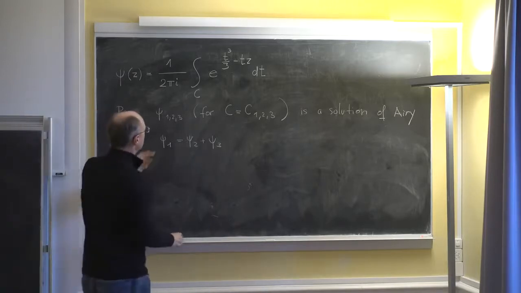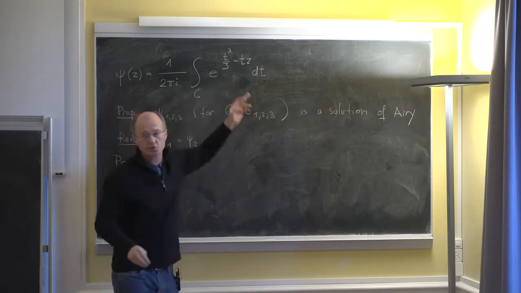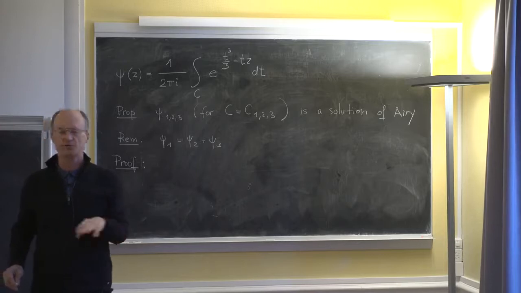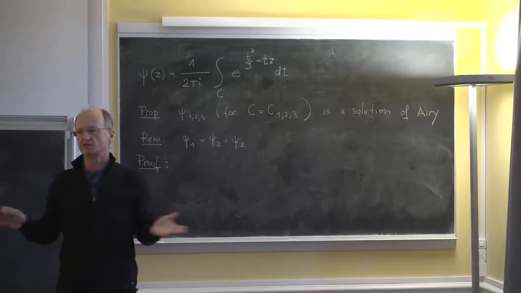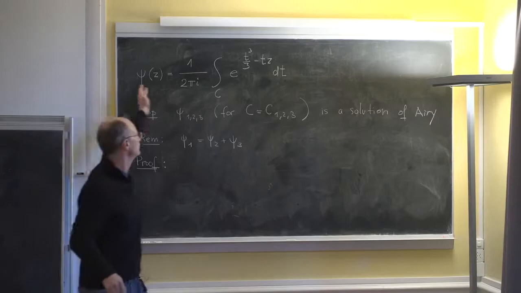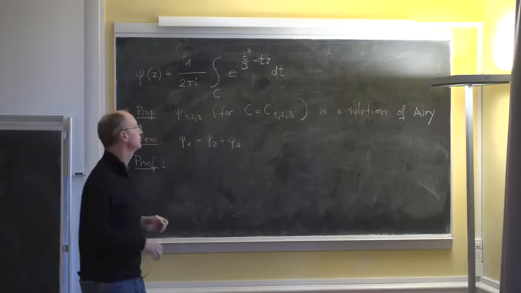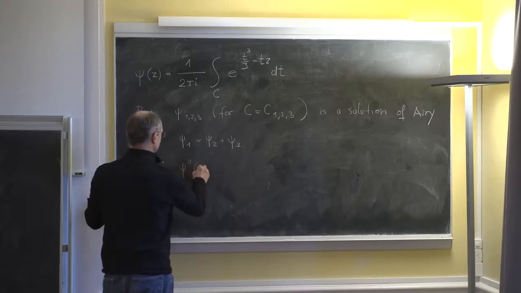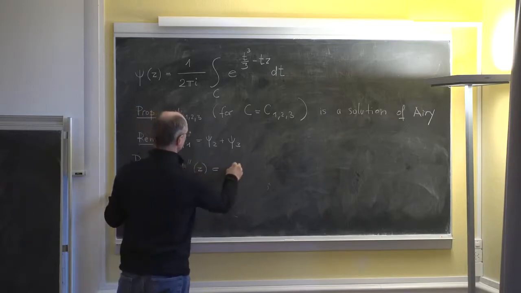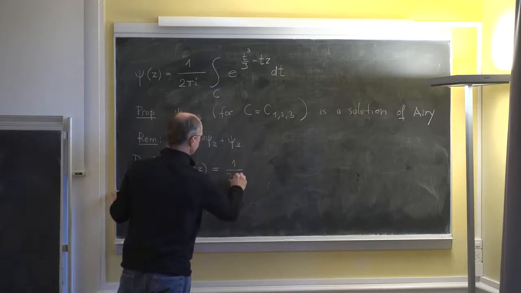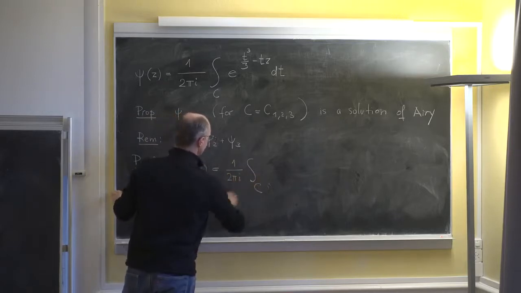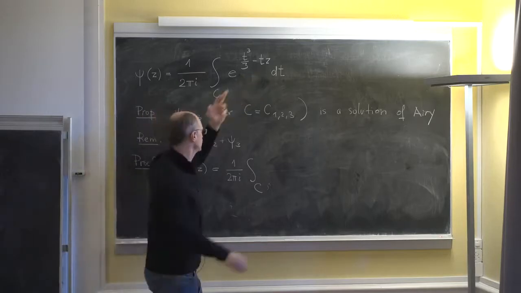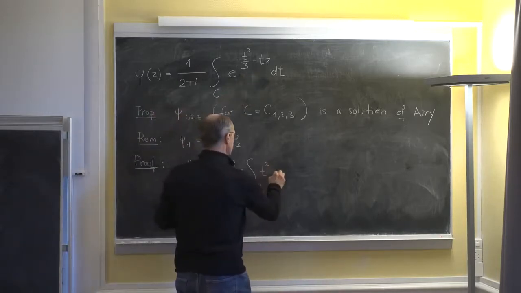Right. So as I said before, the integral is improper, but it's so well converging, we can differentiate under the integral, whatever. We can do as if it were an integral over a finite interval. So psi double prime of z is 1 over 2 pi I integral, and then, well, the second derivative will give us t squared.